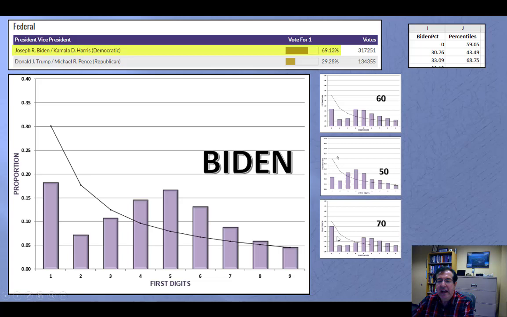Let's see. Lots of 4s and 5s. Not so many, but lots of 5s. Each graph has got lots of 5s. Here we have lots of 5s.